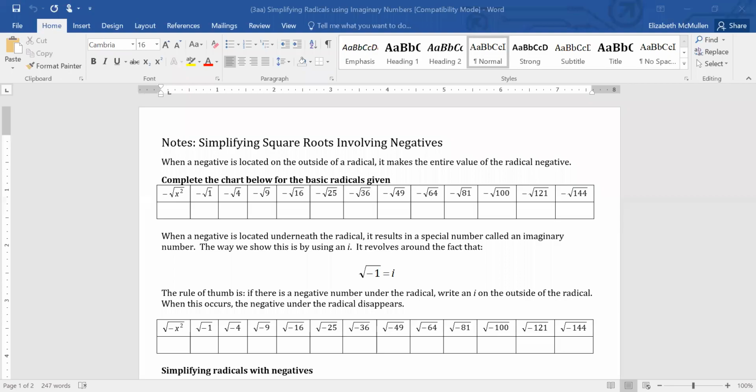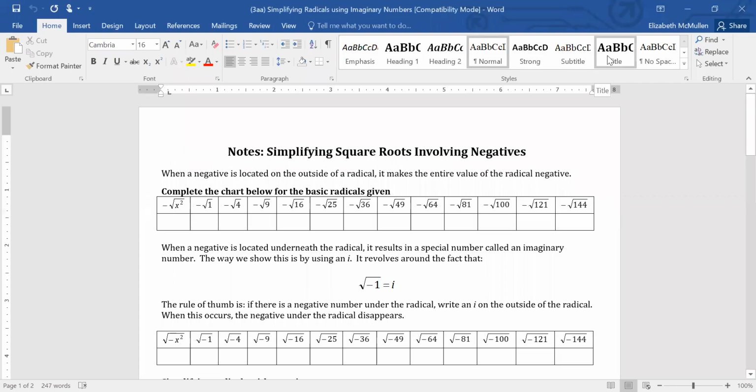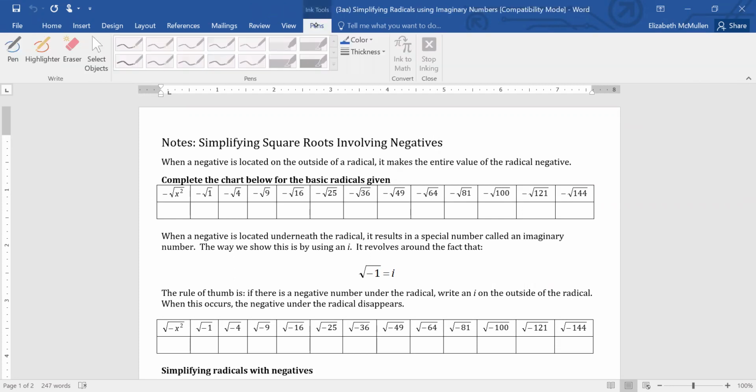All right, guys, so yesterday we looked at what exactly a complex number was and how we got this i, and what it means to have a square root of a negative number. All right, so today we're just expounding more upon that.